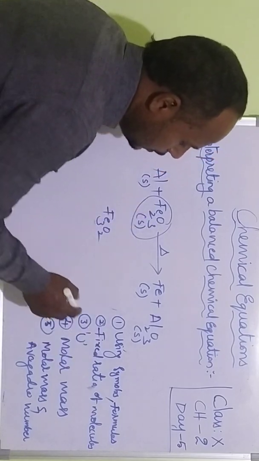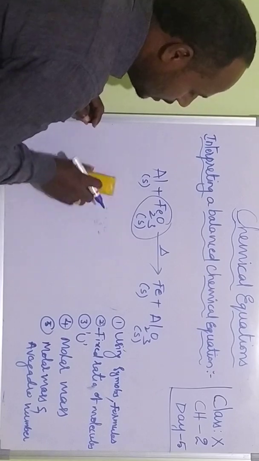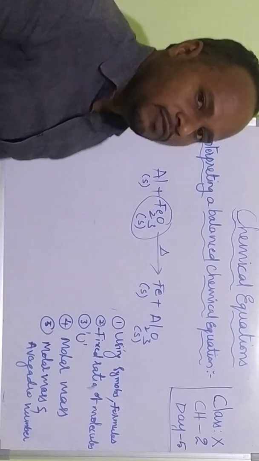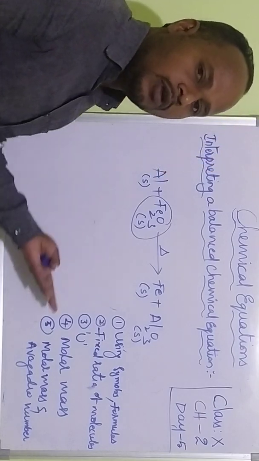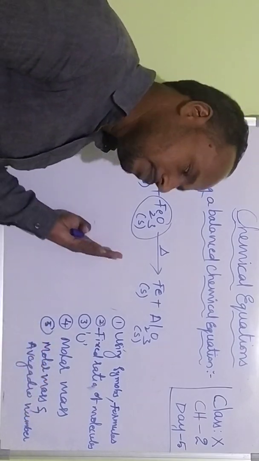Next, unified masses. If it is in unified masses, everything must be in unified mass only, on the reactant side and the product side. If it is in grams, we can write the molar mass values on the reactant side and the product side.